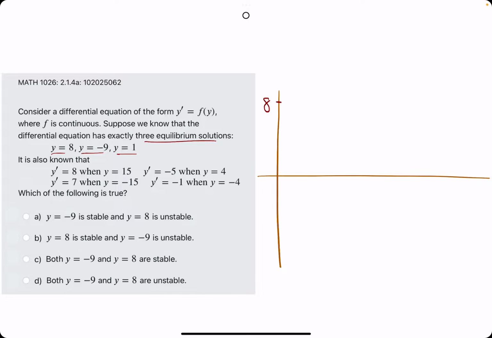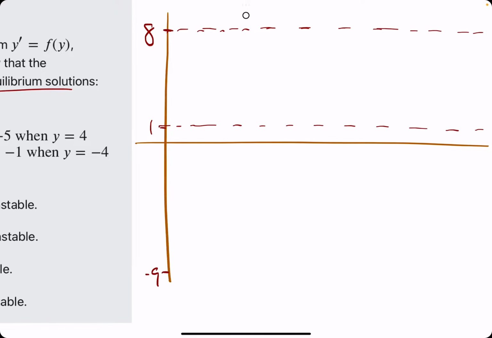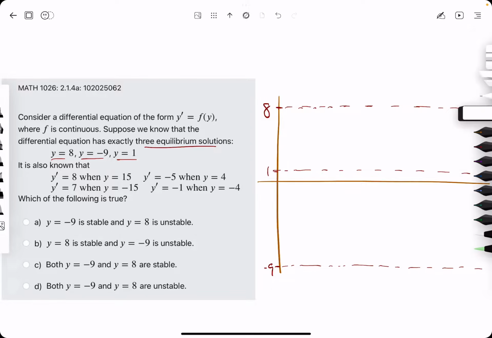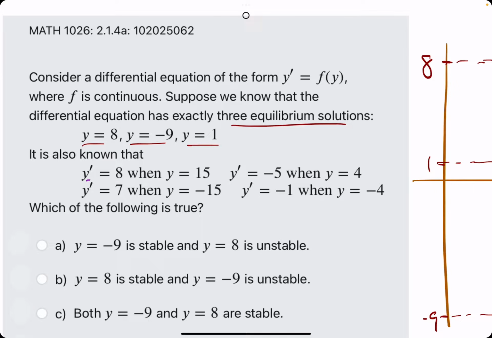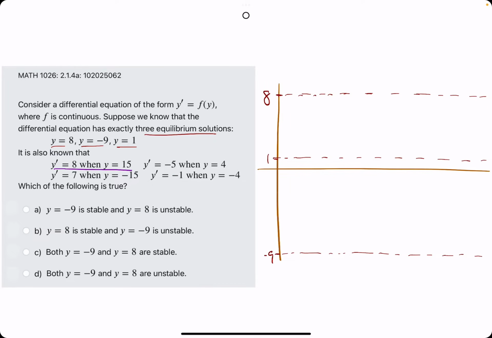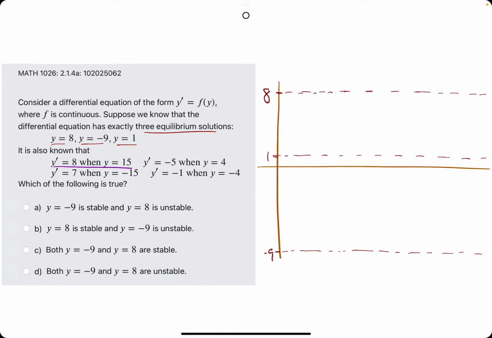So at y equals 8, -9, and 1, we are going to put our equilibrium solutions, which we know at this point look like little dashed lines representing the zero slopes, or the y prime values of 0 on our slope fields. So starting with that, we then move on to this information, and we're going to display this information somehow on this graph. How will we do that?